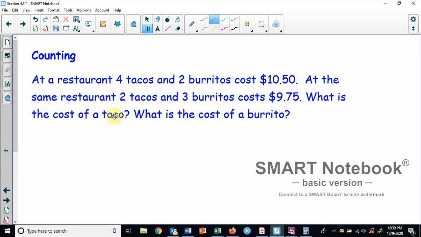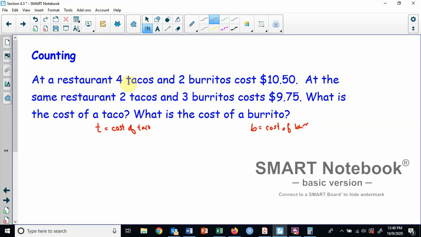What is the cost of a taco and what is the cost of a burrito? So I'm going to use a T for a taco and a B for a burrito. B equals cost of burrito. I think it's pretty obvious, and T is going to equal my cost of my taco. So these are what I mean by counting.